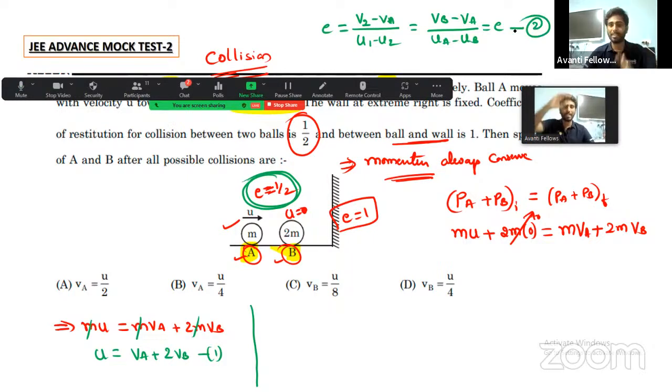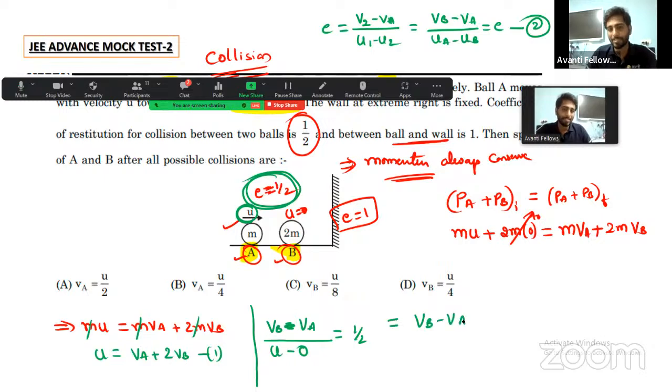Now put in the data for equation number 2. Do we know VB? No. VB minus VA, divided by UA. What is UA? That is U only. U minus UB; UB will be at rest, so 0. This is equal to the coefficient of restitution. What was it? 1/2. Now I will take this U to the right-hand side. Then this equation will become VB minus VA is equal to U/2.